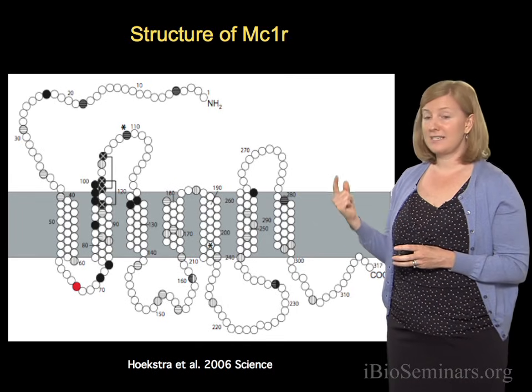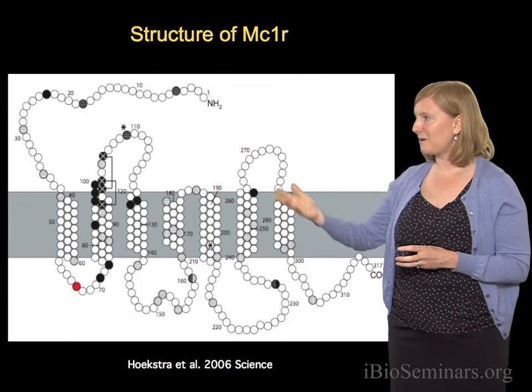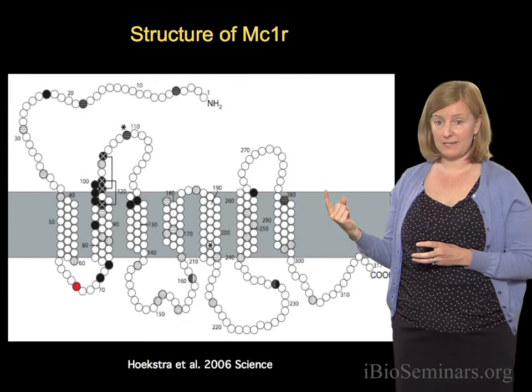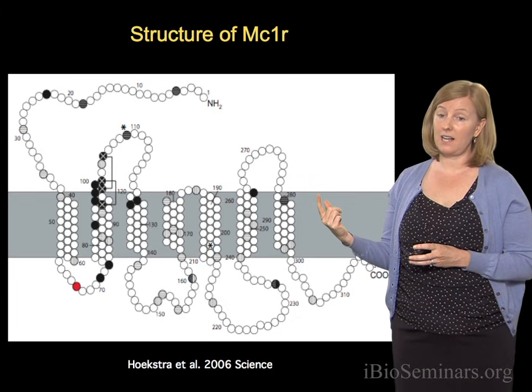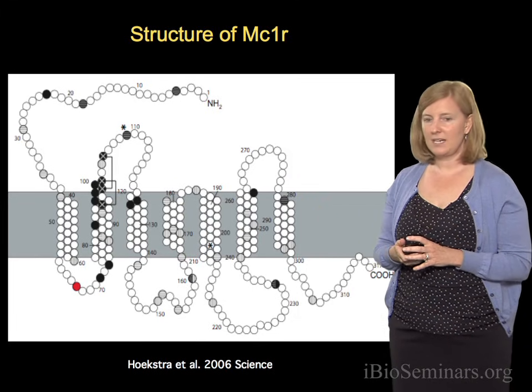So the first thing to note is that there are many different mutations. The second thing to note is that they're found throughout the receptor. And the third thing to note is that even a single amino acid mutation can have an effect on color. So one change can have a big effect on phenotype.